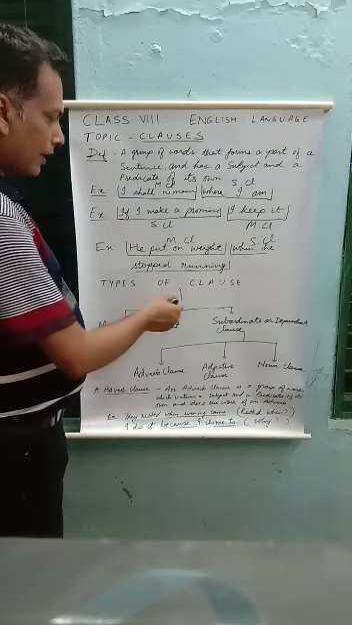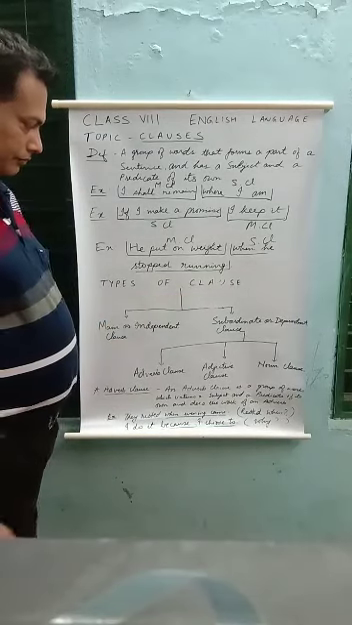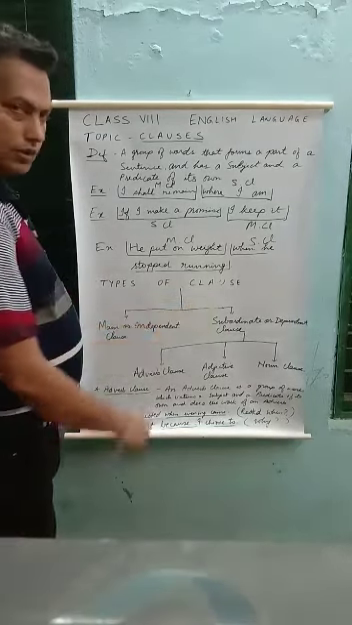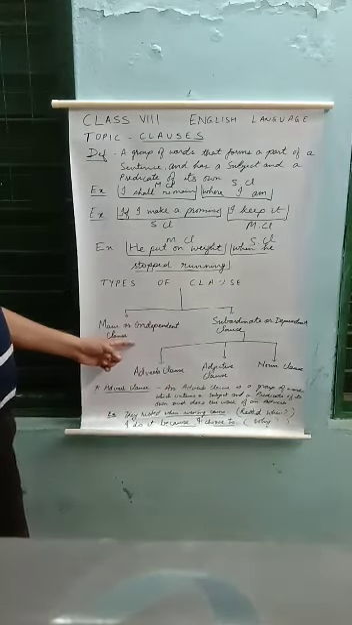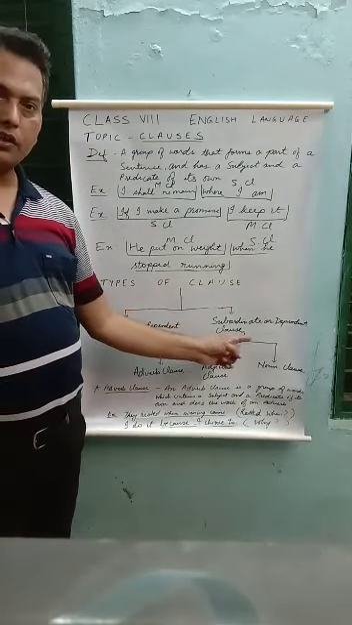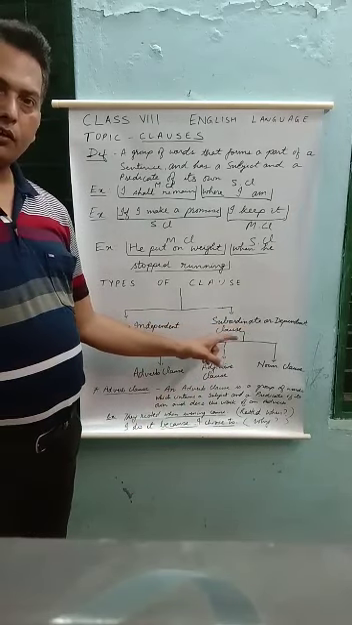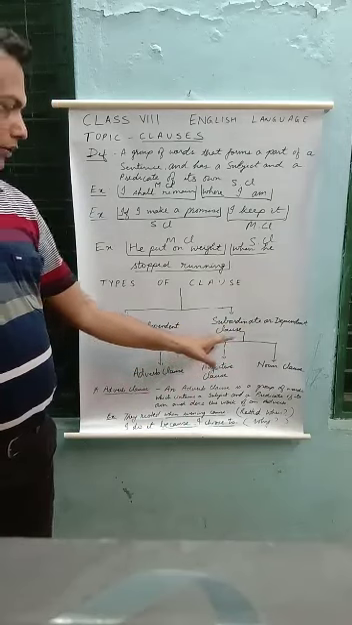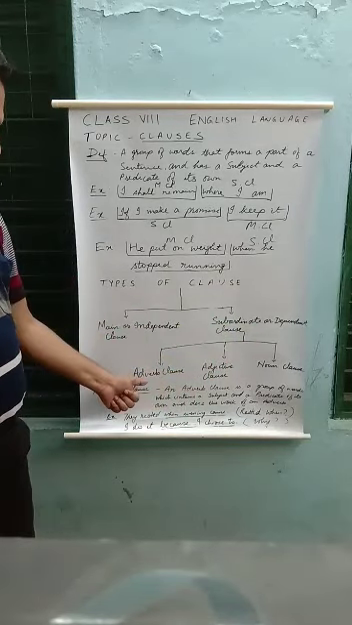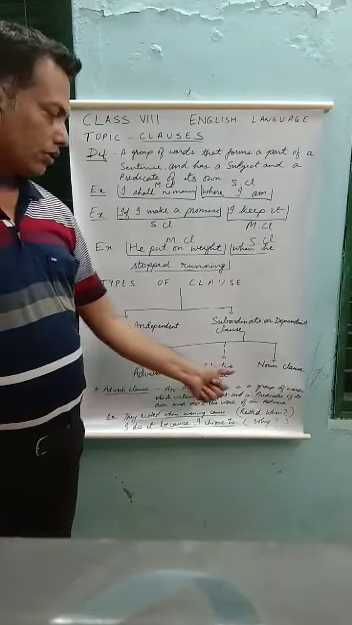Now let's see the types of clauses. There are two types of clauses: the main or independent clause and the subordinate or dependent clause. The subordinate or dependent clause is further divided into other forms, that is adverb clause, adjective clause and noun clause.